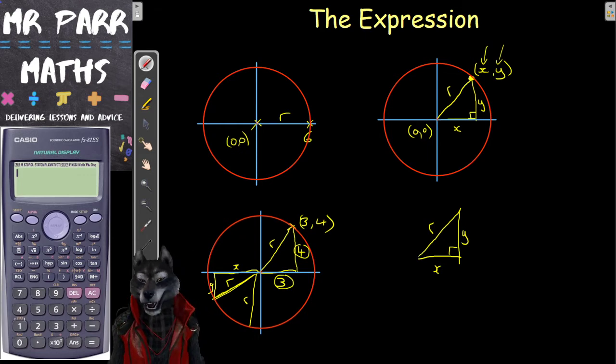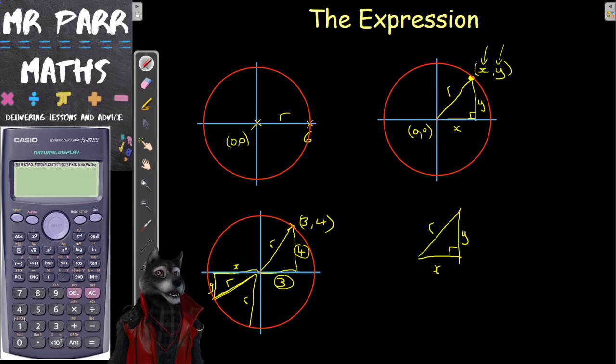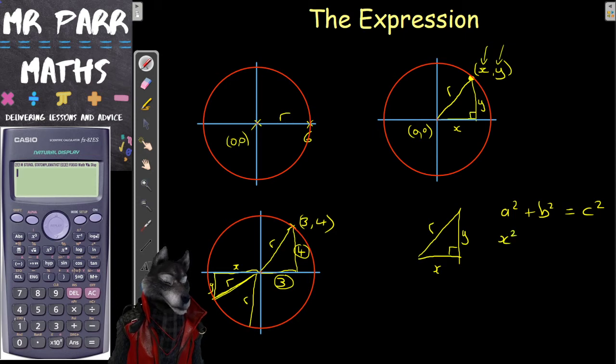Now if I take this and use Pythagoras' theorem of a squared plus b squared equals c squared, and I put it in alphabetical order of x squared plus y squared, because they're the two shorter lengths, equals the hypotenuse squared, which in this case is r squared. There we are. We have an expression for always finding the equation of a circle.